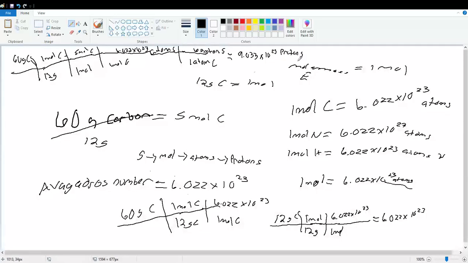Pretty cool. So these kinds of problems where you're converting between different units, from grams to moles to atoms to even protons, this is what you'd call stoichiometry.